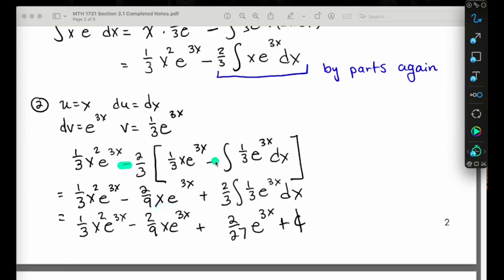Then this negative and this negative, when I multiply, I get a positive. So I have the 2/3 in front of my integral here, and I'm bringing down the 1/3 e to the 3x dx. Now I could also bring this 1/3 out in front and make that 2/9, and that's totally fine. So in this last step, this carries down, this carries down, and when I integrate this, I get 2/27 e to the 3x plus my constant.